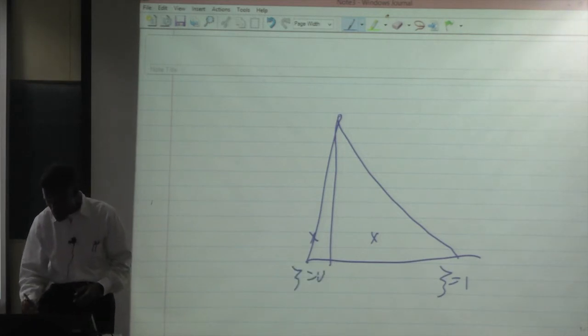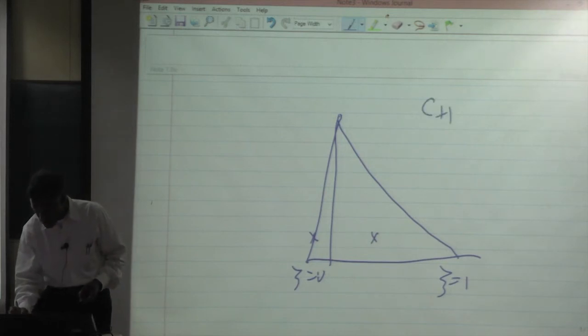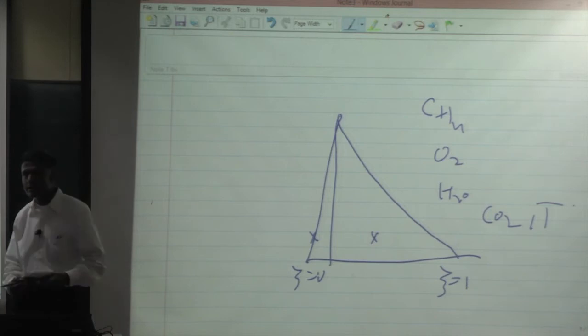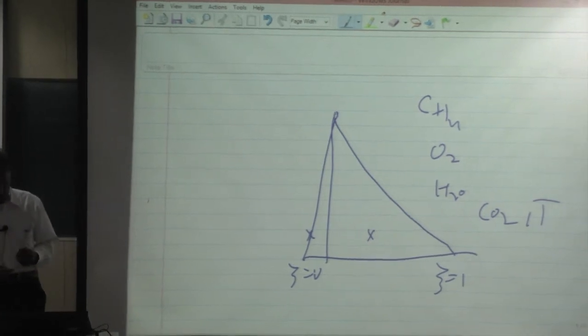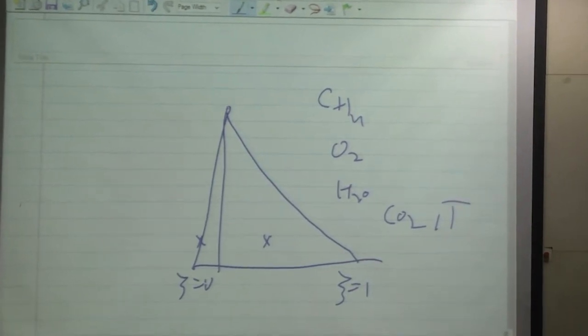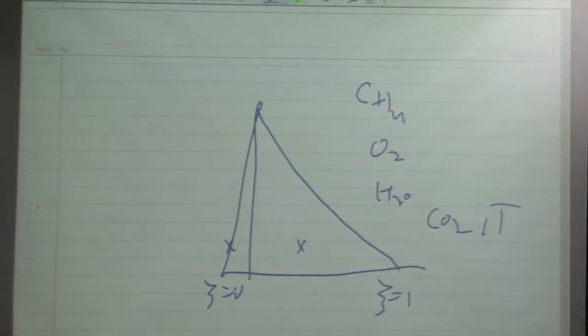The species that appear in the outer structure are CH4, O2, H2O, and CO2, and temperature. That's it, because the outer structure is governed by a one-step reaction, basically. So all these species appear in the outer structure, none of the others. Then you look into the reaction zone.